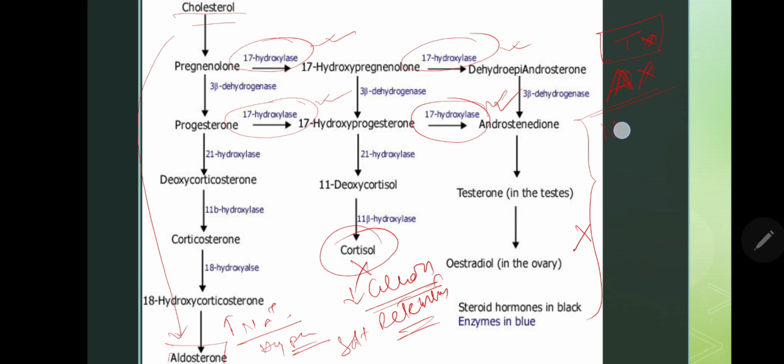So the male patient looks like female, that means male pseudohermaphroditism, and the female patient is normal, and as the androgen hormone is not there, there are delayed secondary sexual features. So the female patient presents with delayed puberty. So these are the features of 17 alpha hydroxylase deficiency.